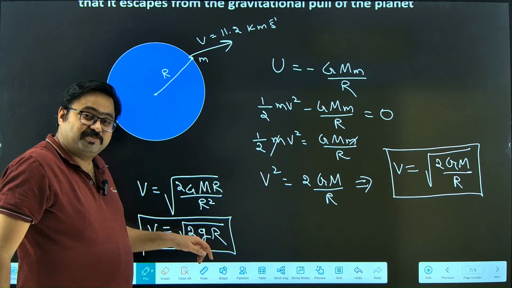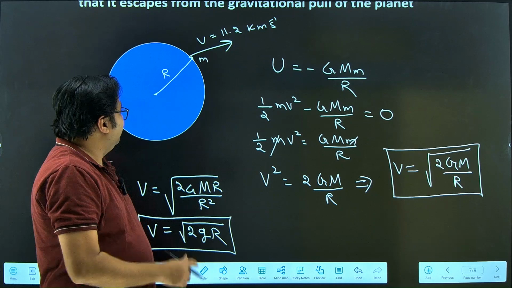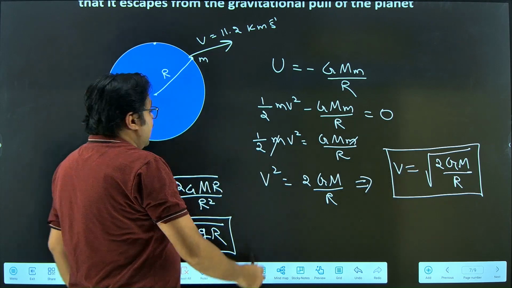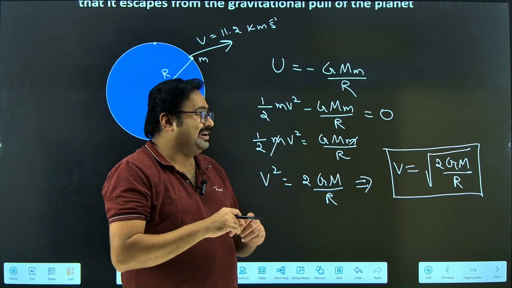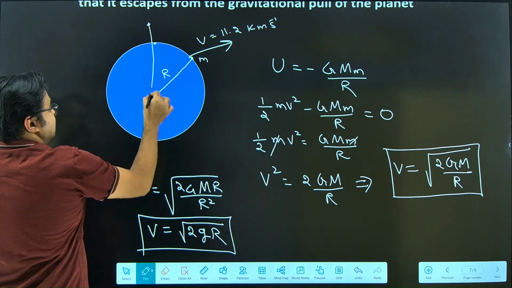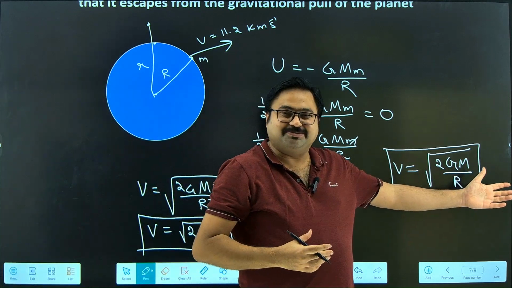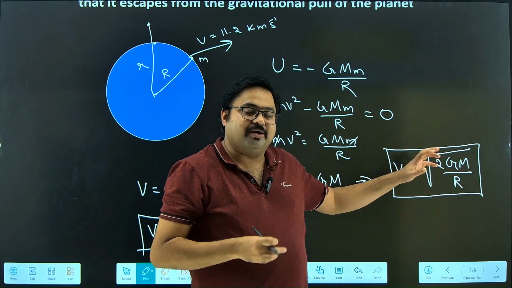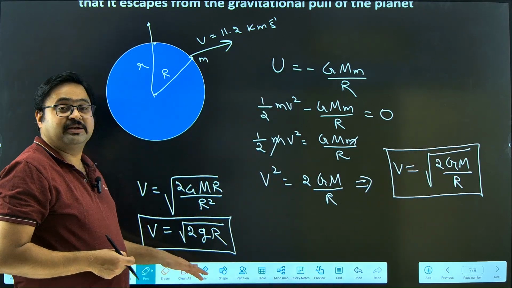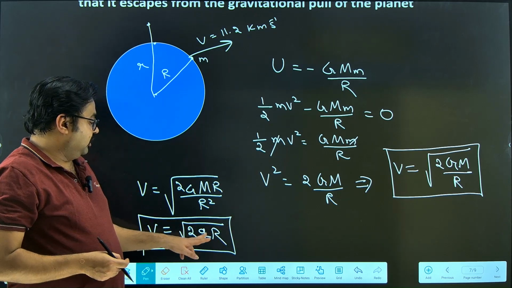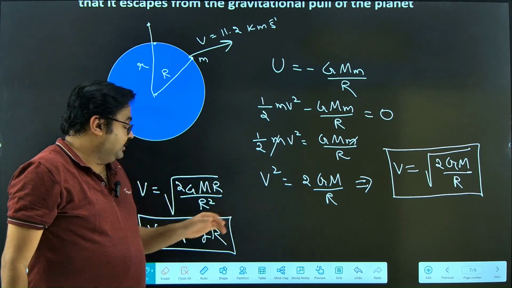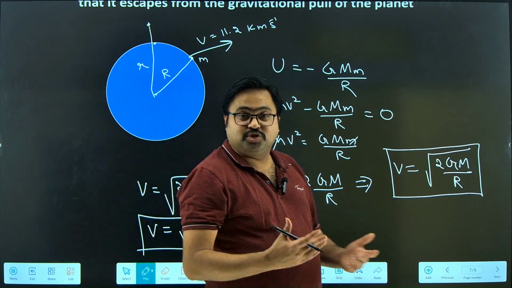But for you to use this expression, the body must be projected from the surface. For using the earlier equation, r is simply the distance between the center of the planet and the place where the object is. Even if the object is somewhere there, you can say that this is the distance. The capital R here will become the small r. So this is actually a bigger, more general equation. This one is for projection from the surface of the planet. If you substitute g as 9.81 and R as the radius of the Earth, which is 6,400 kilometers, you will see that the escape velocity is 11.2 kilometers per second.